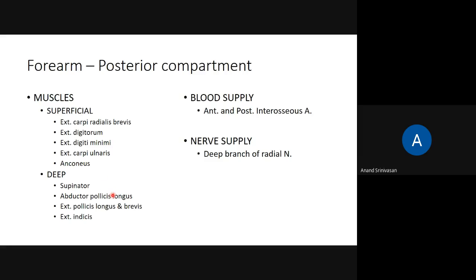Now coming to the thumb, it has extensor pollicis longus and brevis, and an abductor, which is abductor pollicis longus. The brevis is also there, it also helps in abduction, but it's not a forearm muscle, so I have not included it here. Okay?